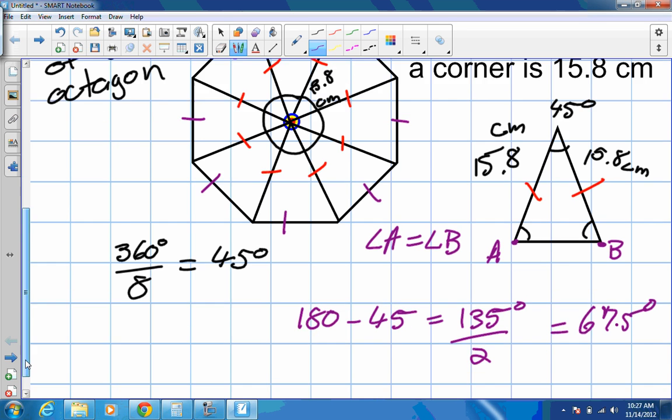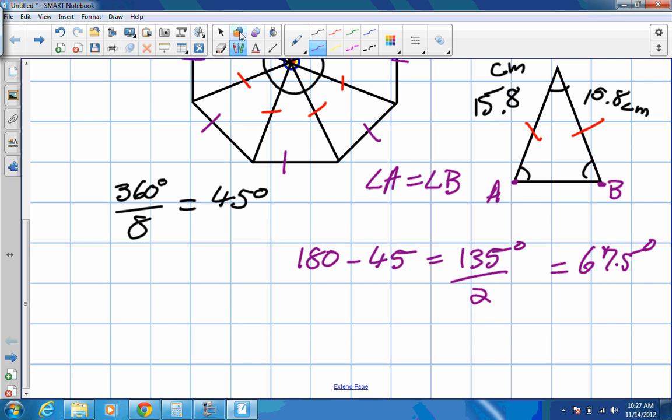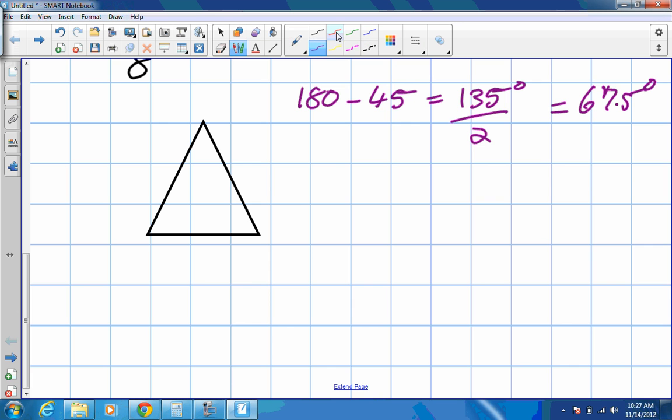So, let's remake this triangle one more time with all of our information. We have 15.8, 15.8. This is 45 degrees. And this is 67.5 degrees. And this is 67.5 degrees.